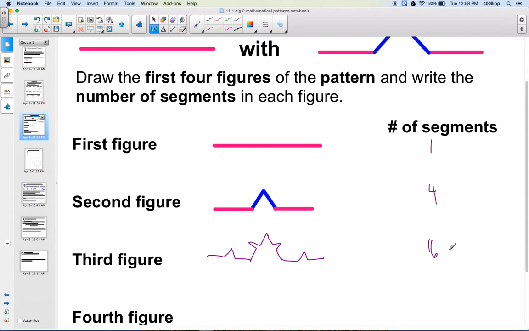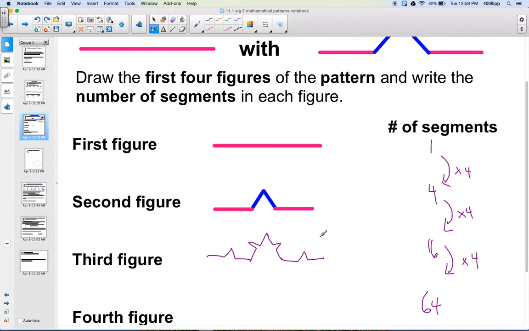Okay, I'm not going to draw the next one, but if you see the pattern that's happening, we're continuing to multiply every single one times 4. So 16 times 4, the fourth figure will give us 64 segments.